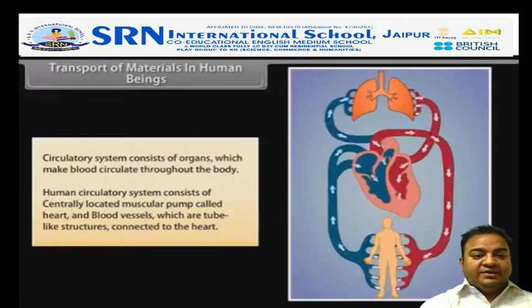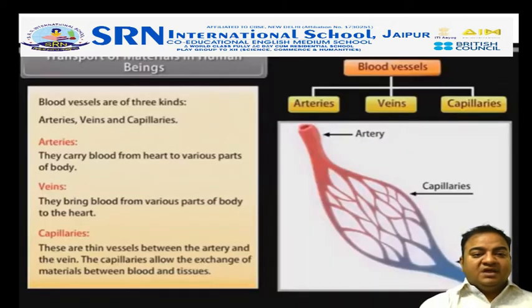Now, transport of material in human beings. The circulatory system, which was described by William Harvey, is the transportation of blood in the different parts of the body. The human circulatory system consists of a centrally located muscular pump, that is the heart, and blood vessels, which are tube-like structures connected to the heart. Transport of materials is done by different vessels such as arteries, veins and capillaries. Among them, arteries have the biggest lumen and capillaries have the smallest lumen.